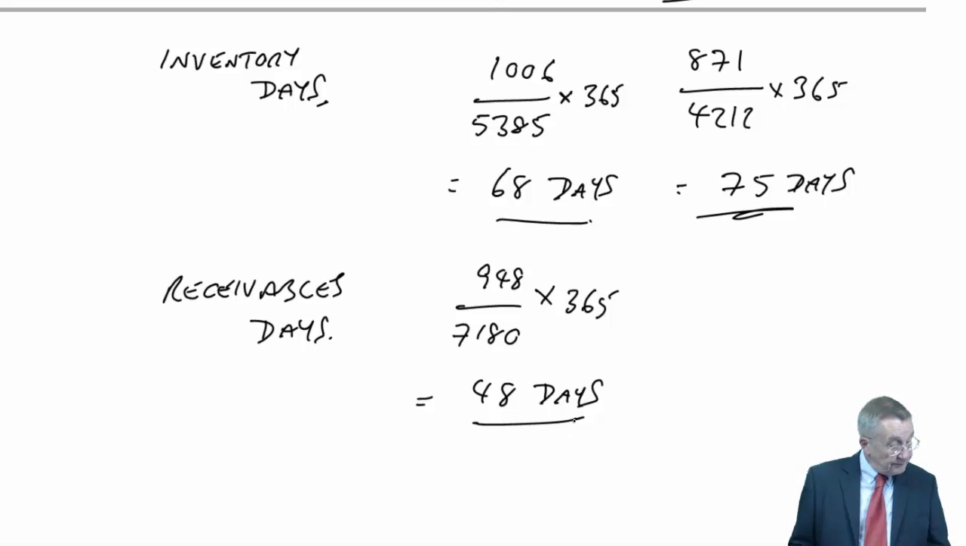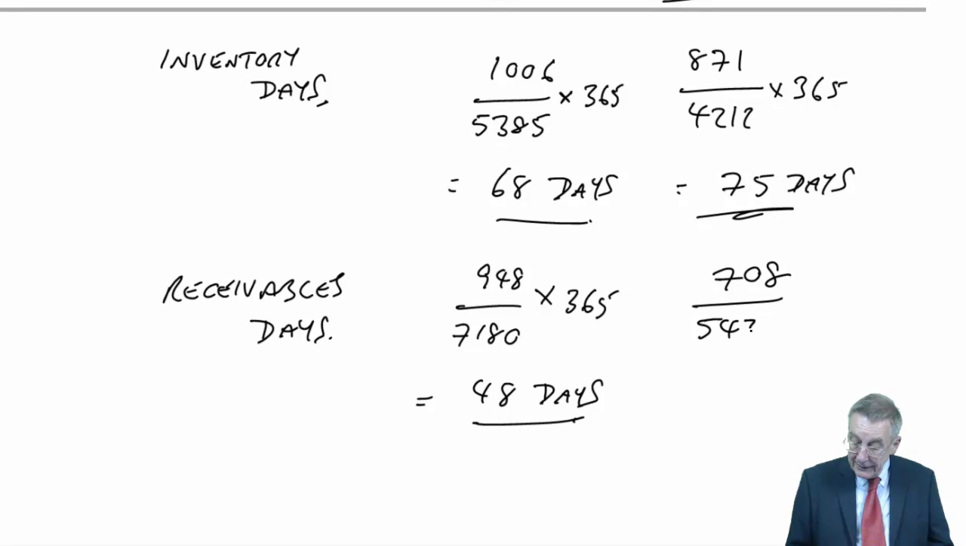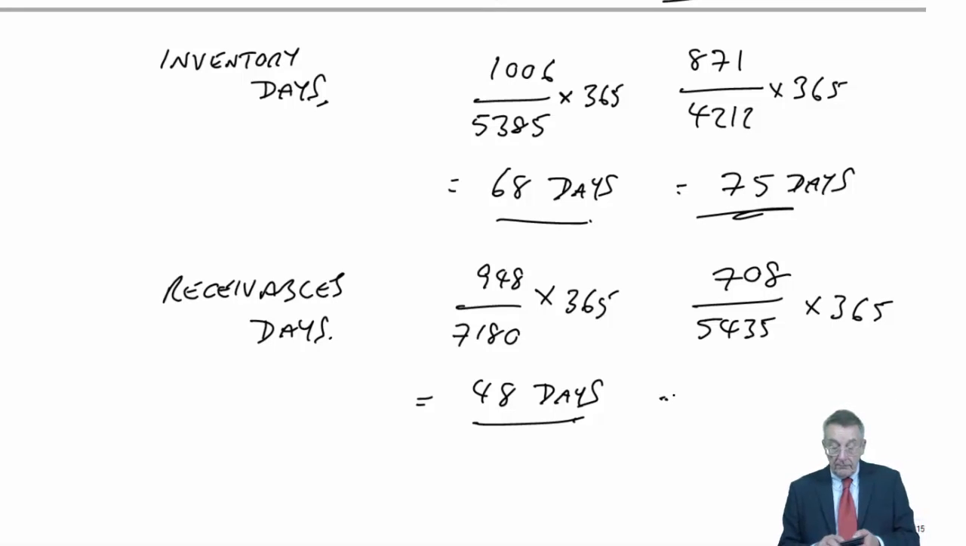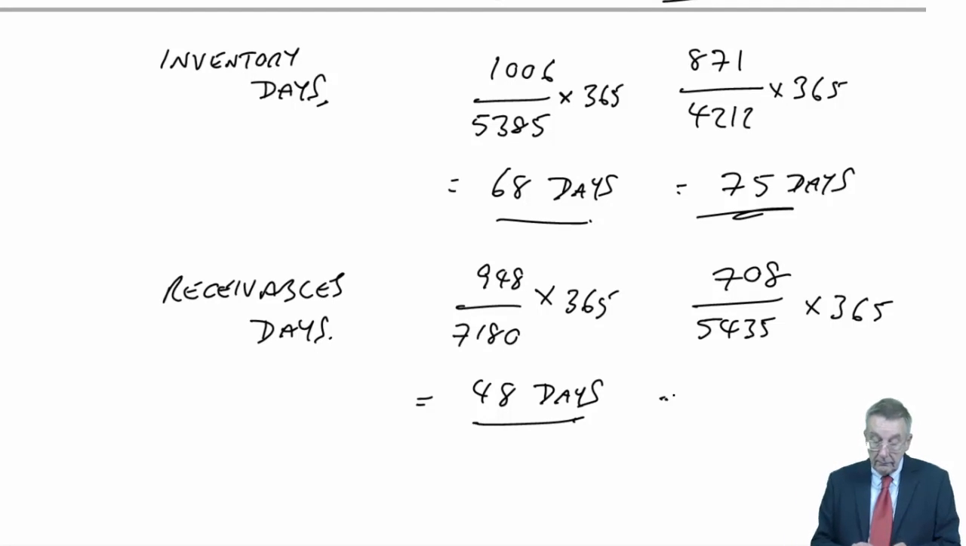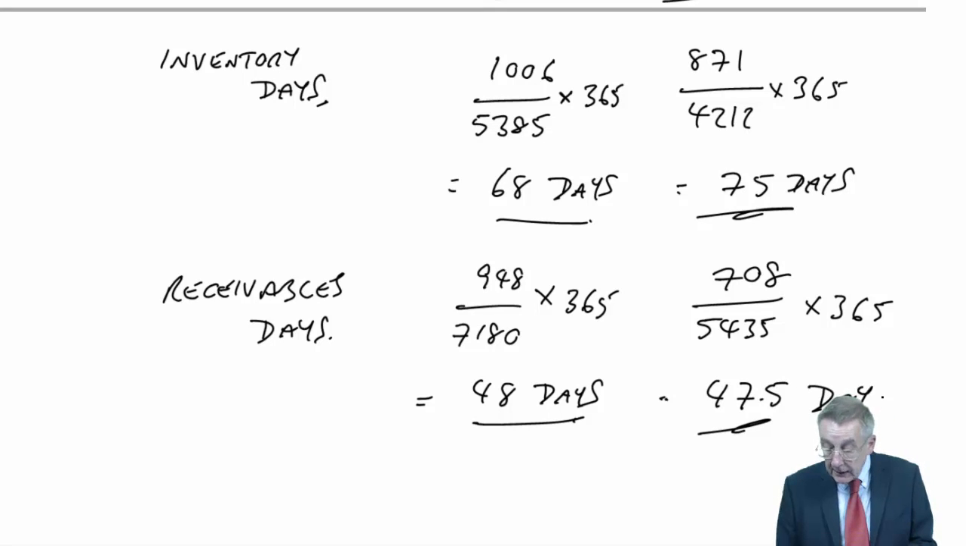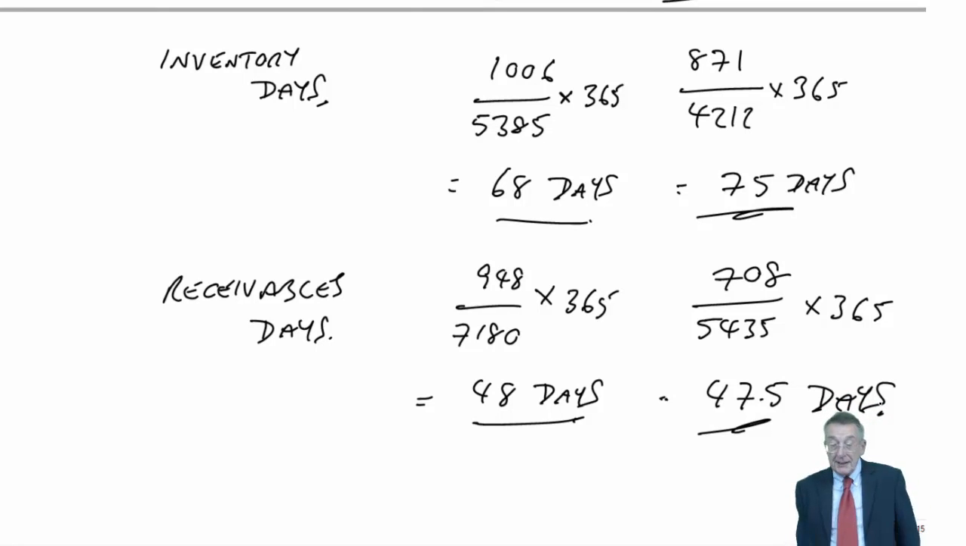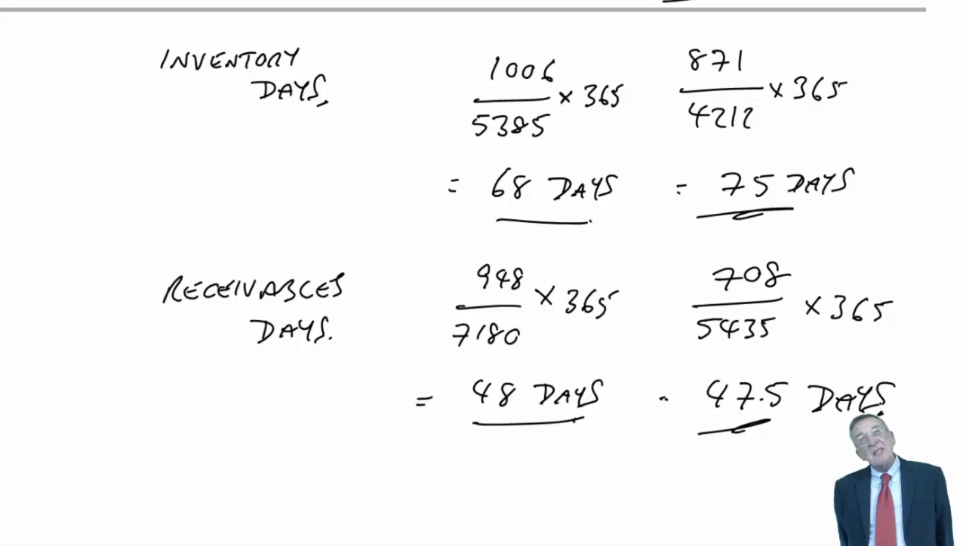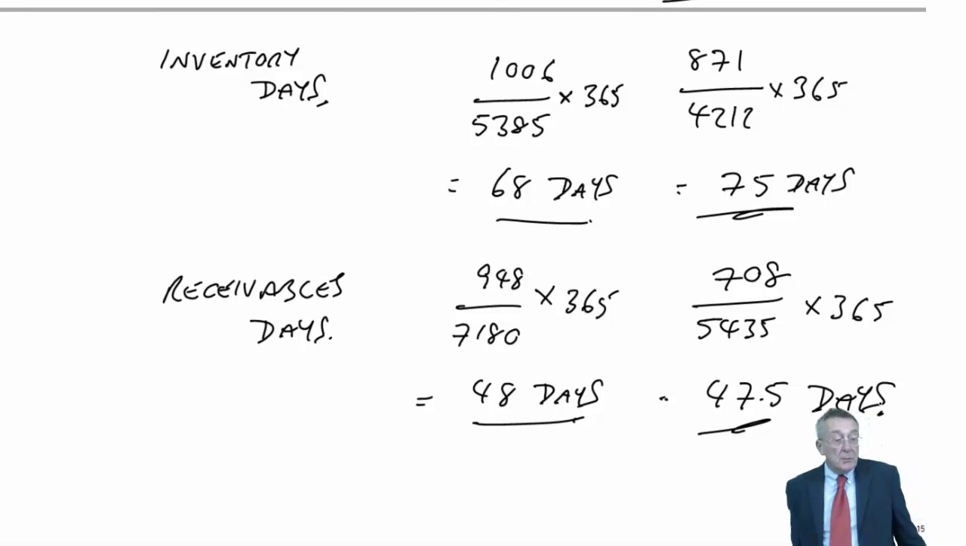Whereas what was it last year? Receivables was 708, sales 5435. 47.5 days. So this has hardly changed. So no real comment on that side. 48 days, what's that? 1.5 months. I can't really make too much comment.